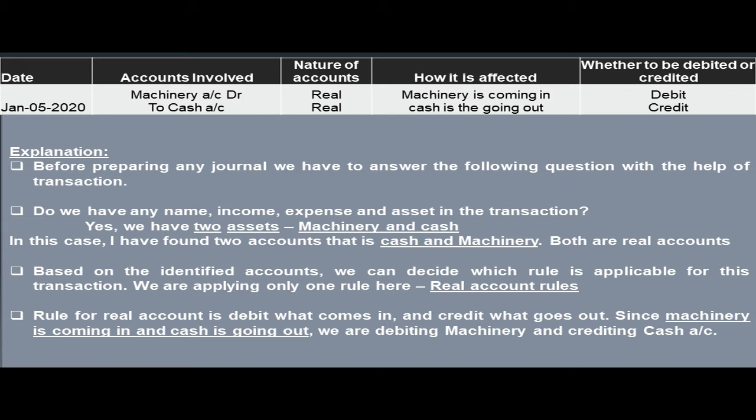Here we are applying only one rule, that is the real account rule. The rule for real account is debit what comes in and credit what goes out. Since machinery is coming in and cash is going out, we are debiting machinery and crediting cash account.